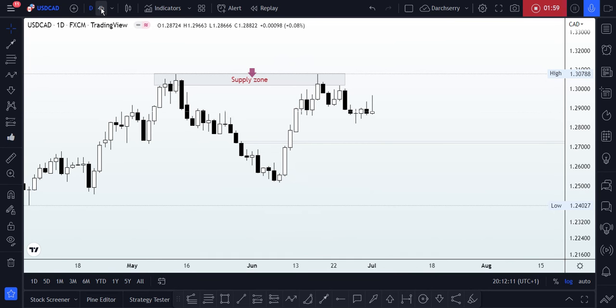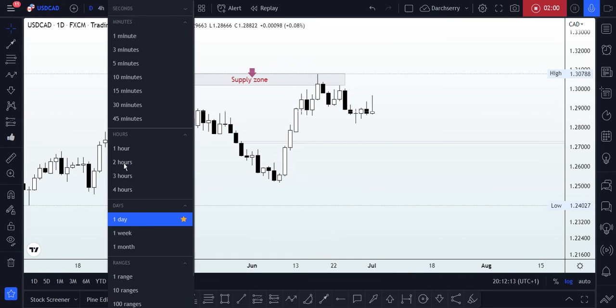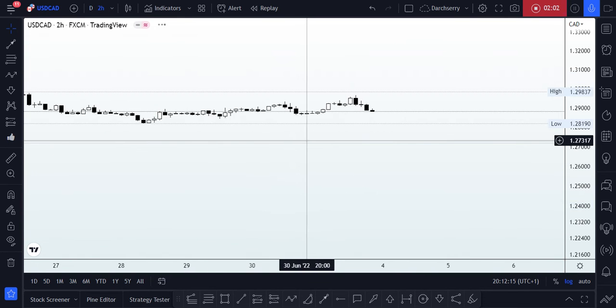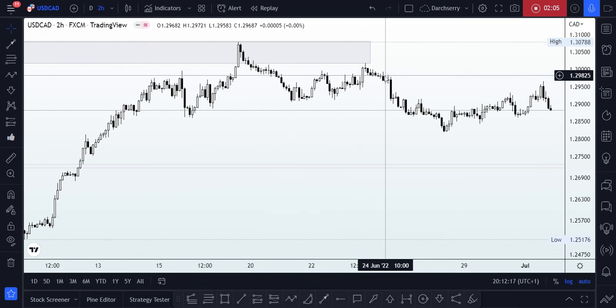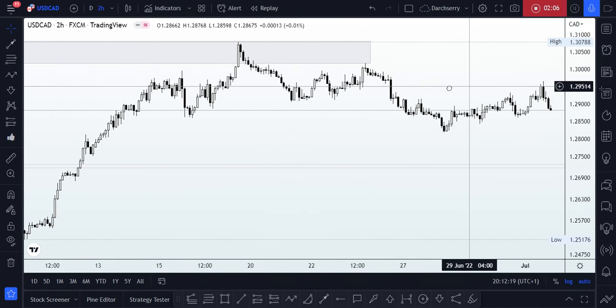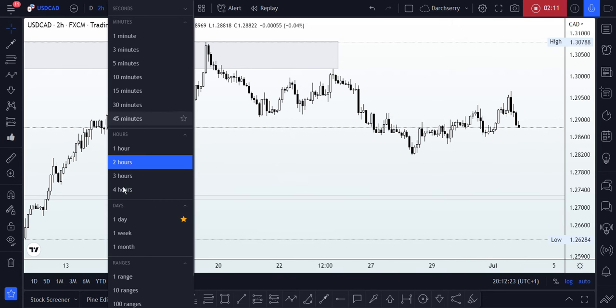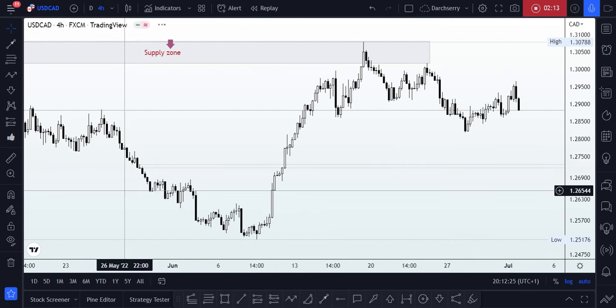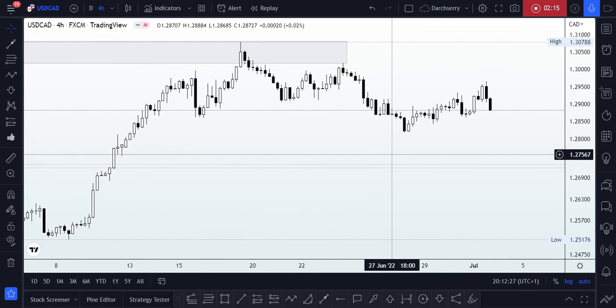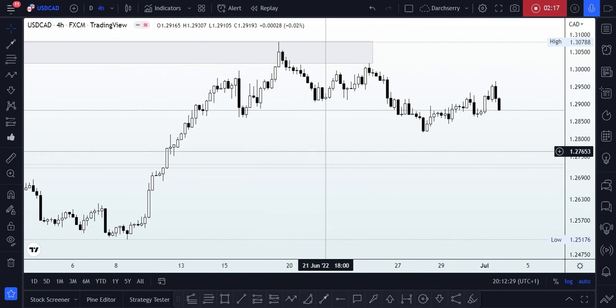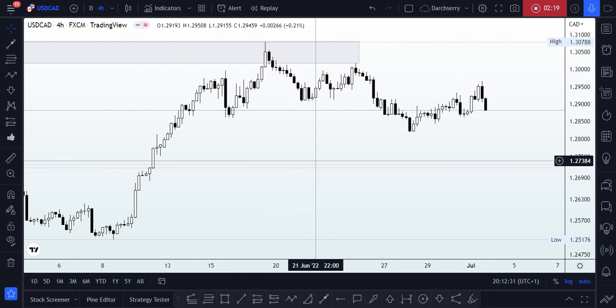So scaling down to a much lower time frame, I would want to go down to the 2 hours time frame to see how price has been playing out in the last couple of weeks to now decide where to go from here. So let me do the 4 hours, I guess. 4 hours is most appropriate at this point. Okay. So here on the 4 hours time frame, what do we want to be doing? What do we want to be looking at?